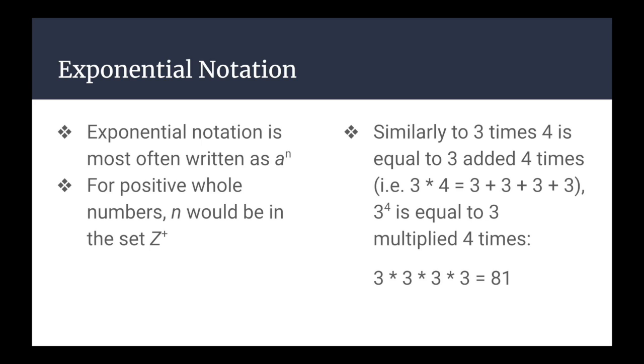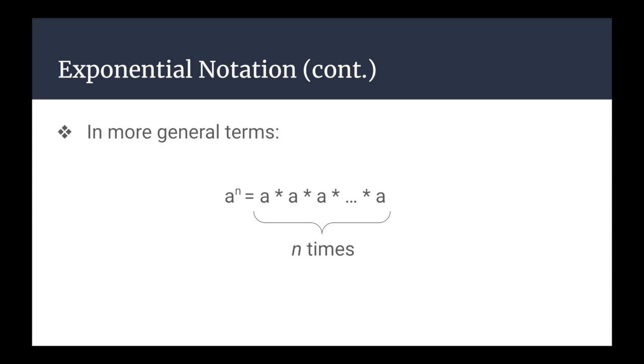So exponents work similarly to multiplication. So 3 times 4 is equal to 3 added 4 times. So 3 times 4 will be 3 plus 3 plus 3 plus 3. Similarly to that, 3 to the 4th is equal to 3 multiplied 4 times instead of added. So 3 to the 4th power would be 3 times 3 times 3 times 3, which is equal to 81. In more general terms, a to the nth power is equal to a times a times a, n number of times.